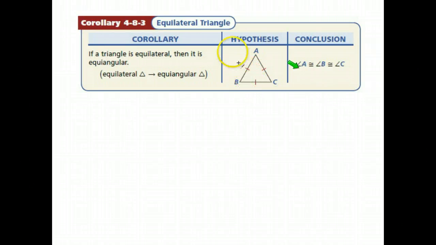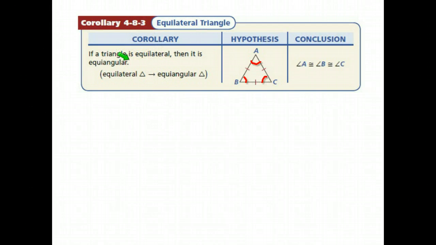equal also. And it's a corollary of the isosceles triangle theorem that said when you have two congruent sides, the angles opposite those sides are also congruent. Okay? When we have congruent sides, that means the angles opposite those sides are congruent. And so when you have three congruent sides, that makes all three angles congruent. So anytime it's an equilateral triangle, it's also equiangular.